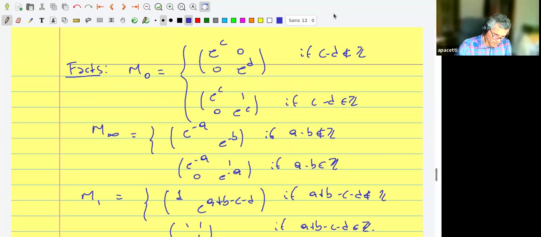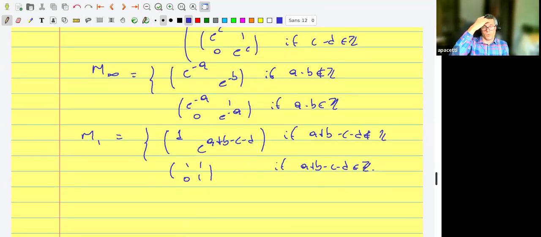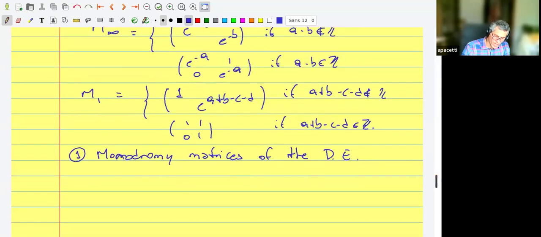What happened? Okay. I'm just defining three matrices. And what do these matrices have to do? On the one hand, these are the monodromy matrices of the differential equation. Okay, I'm not talking about the differential equation, but this is where they come from.